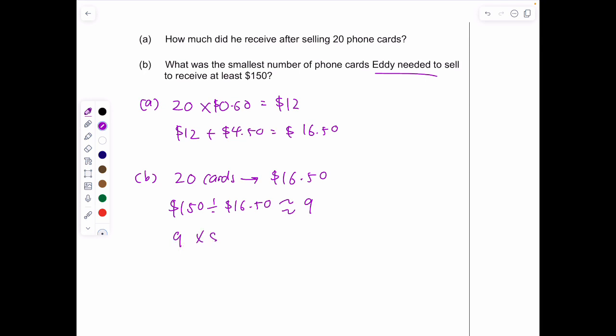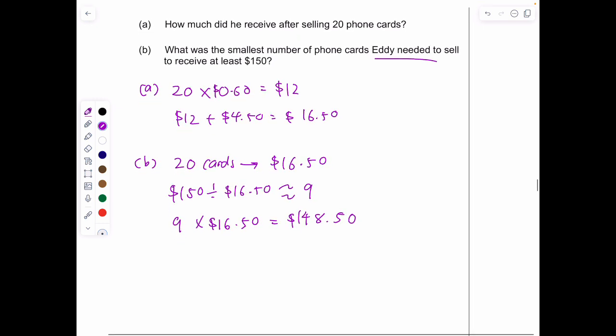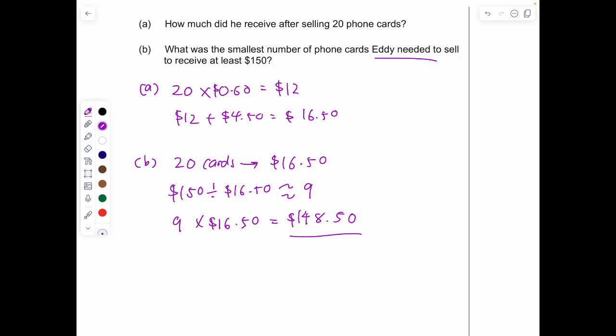Okay? So then after that, 9 times $16.50 would be $148.50. Now, so this is the amount that he will earn for 9 sets. So he wants to receive 150. This is not enough. So I want to find what's the difference. So he would then take 150 minus away 148.50 from the 9 sets of 20 cards that he has sold. That will put us at $1.50.